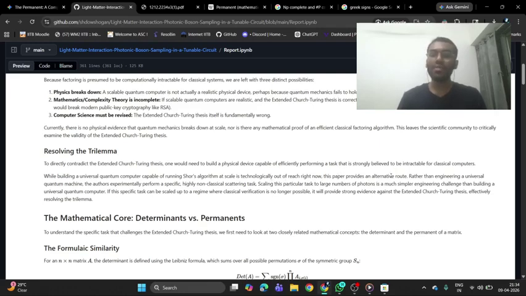This paper provides an alternative route. Rather than engineering a universal quantum machine, the authors experimentally perform a specific highly non-classical scattering task. Scaling this particular task to a large number of photons is a much simpler engineering challenge than building a universal quantum computer. If this specific task can be scaled up to a regime where classical verification is no longer possible, it will provide strong evidence against the extended Church-Turing thesis, effectively resolving the trilemma.